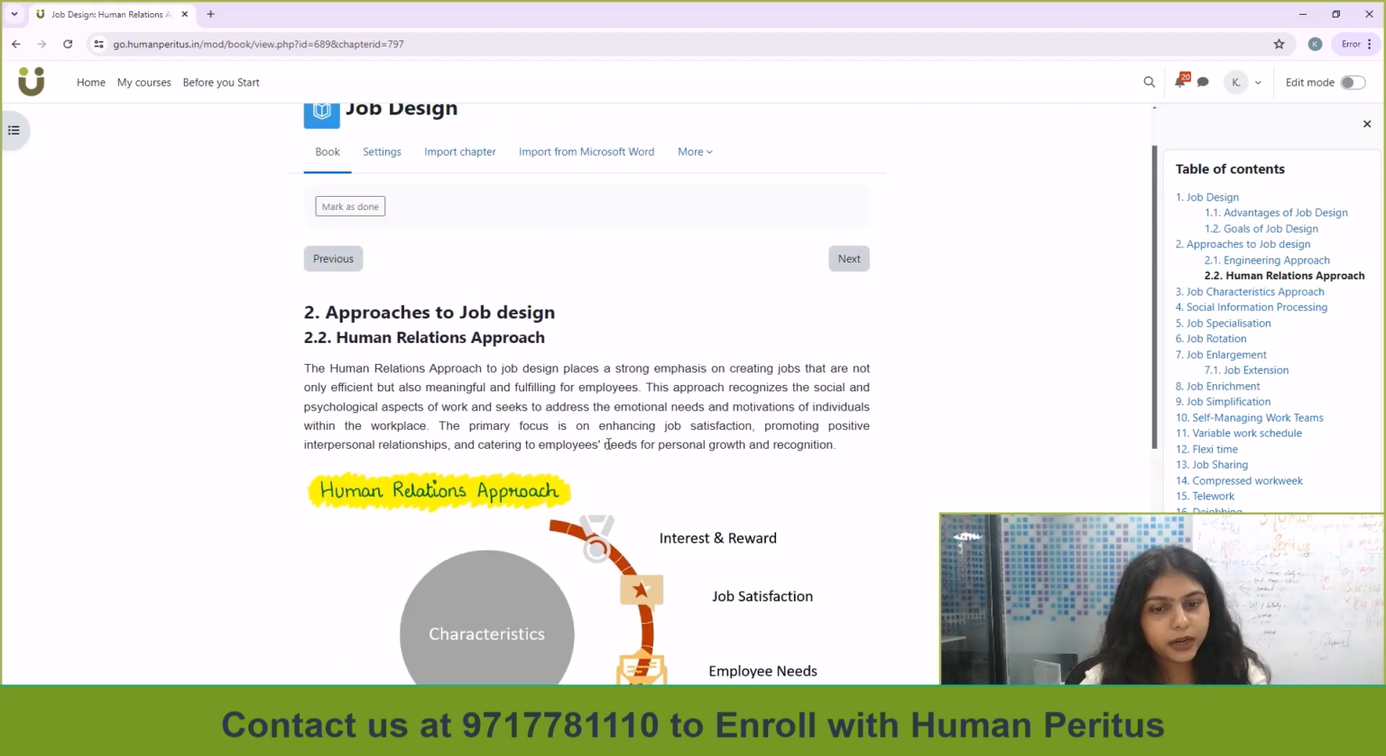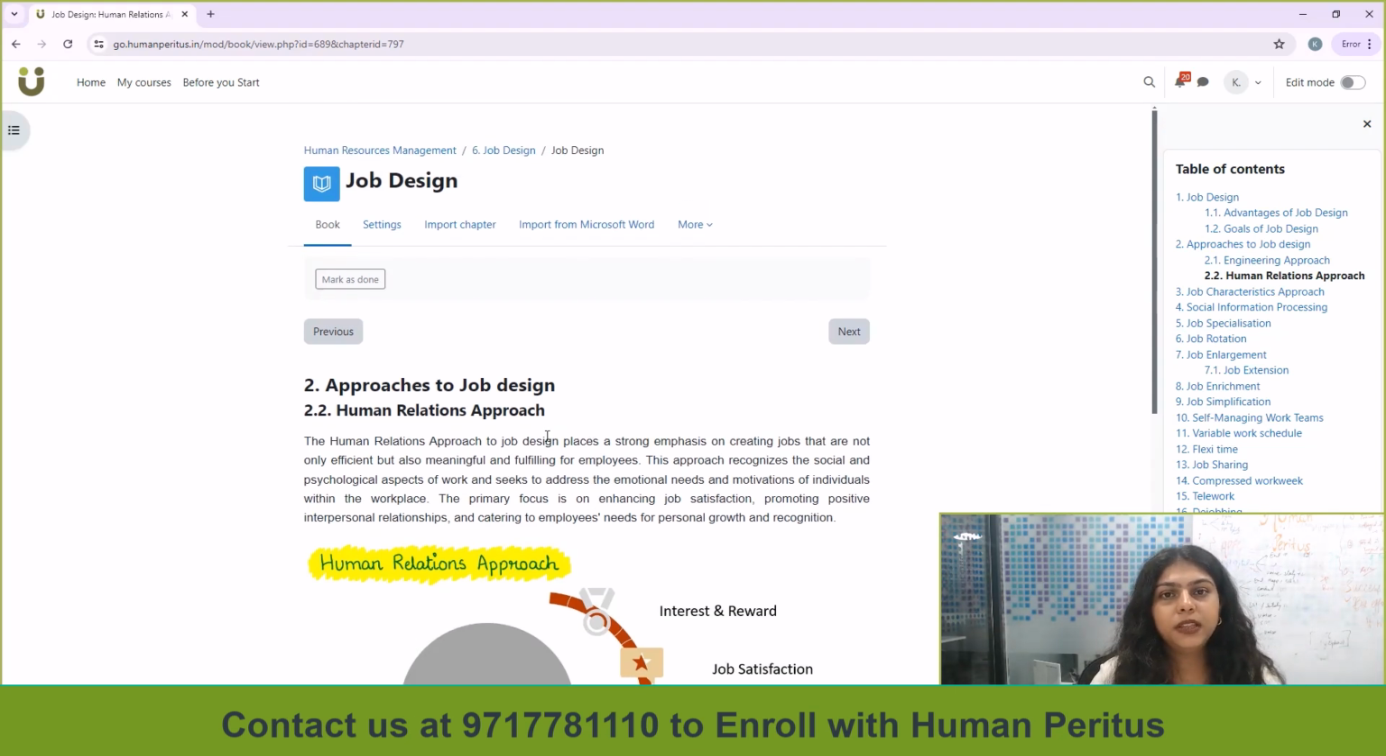In one line, if I had to sum up, the HR approach was more about aligning the needs and wants of the employee to the job. But the engineering approach was more of a scientific approach, where everything was planned out for the employee and it just had to be executed by the employee in a way that the organization had already planned. So that is it for the approaches of job design, and thank you.